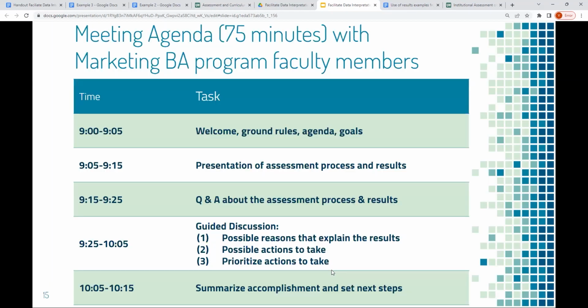Here's the agenda. This is what I want to say. When we facilitate discussions of using assessment results, I request a minimum of 60 minutes, but in my experience, 75 minutes are needed for in-depth discussion. So if you can, try to persuade your program chair or department chair to have 75 minutes of discussion.